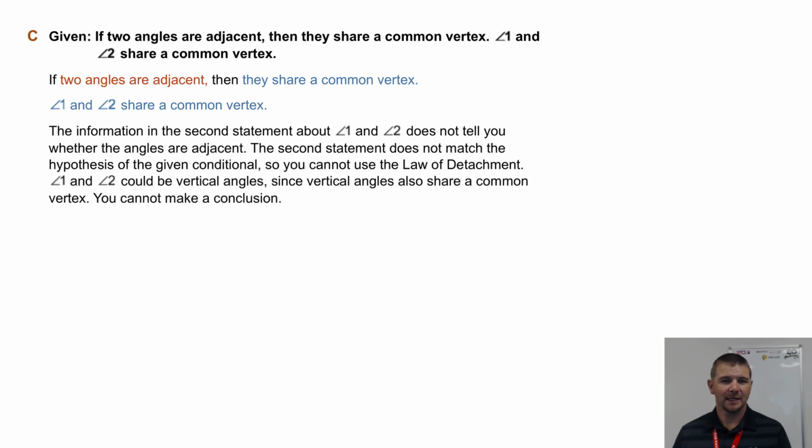Note the information in the second statement about angle 1 and angle 2 does not tell you whether the angles are adjacent. The second statement does not match the hypothesis of the given conditional. It matches the conclusion. So you cannot use the law of detachment. Angle 1 and angle 2 could be vertical angles, since vertical angles also share a common vertex. You cannot make a conclusion.